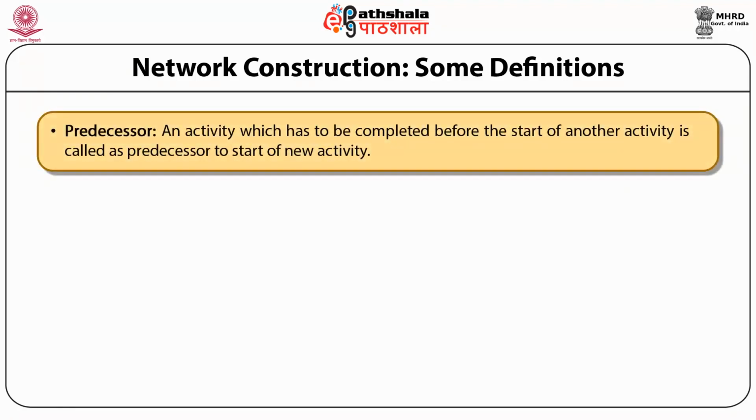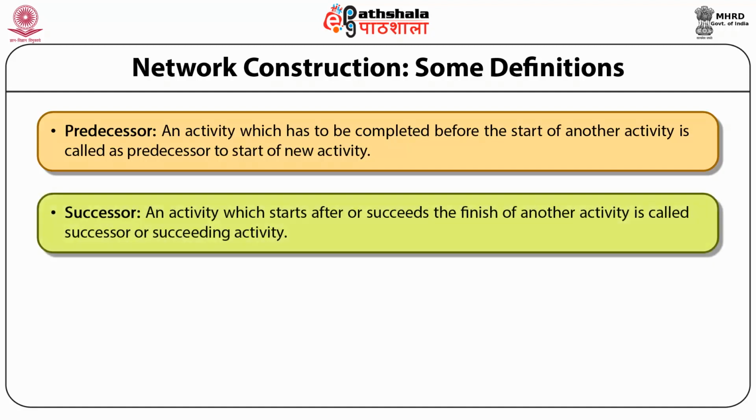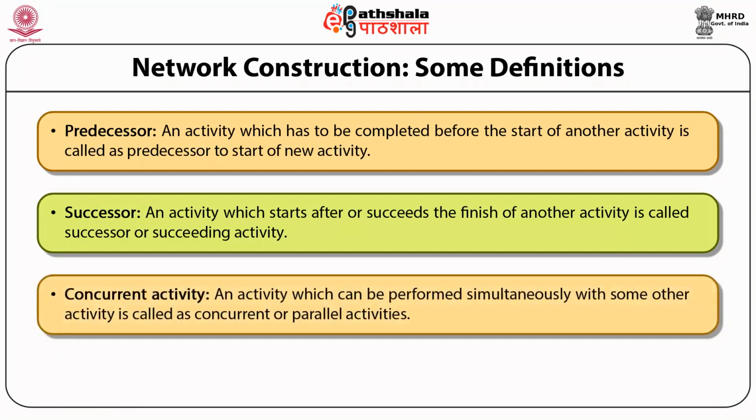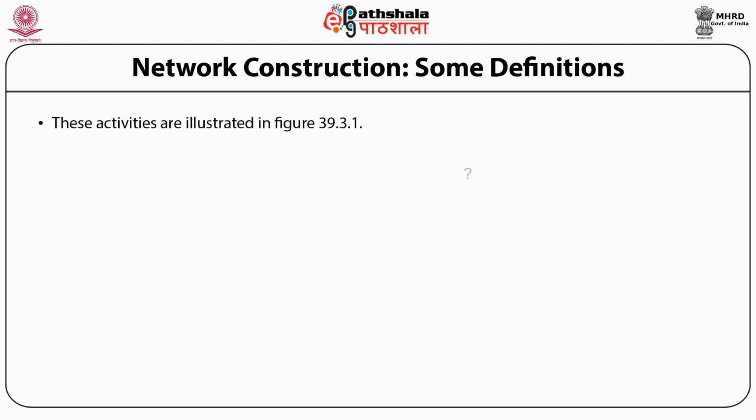Predecessor. An activity which has to be completed before the start of another activity is called a predecessor to the start of a new activity. Successor. An activity which starts after or succeeds the finish of another activity is called a successor or succeeding activity. Concurrent activity. An activity which is performed simultaneously with some other activity is called concurrent or parallel activities. These activities are illustrated in the figure.